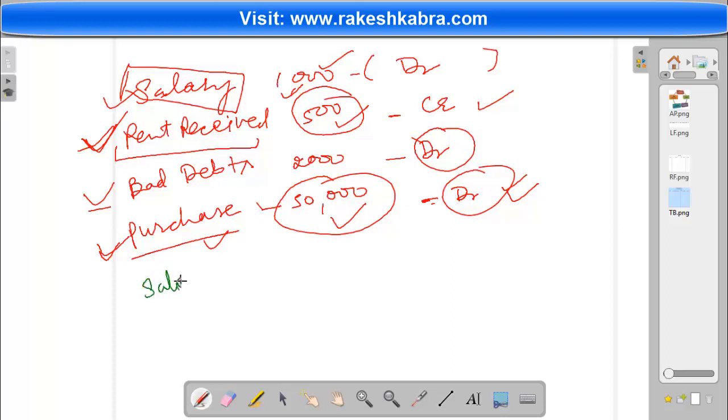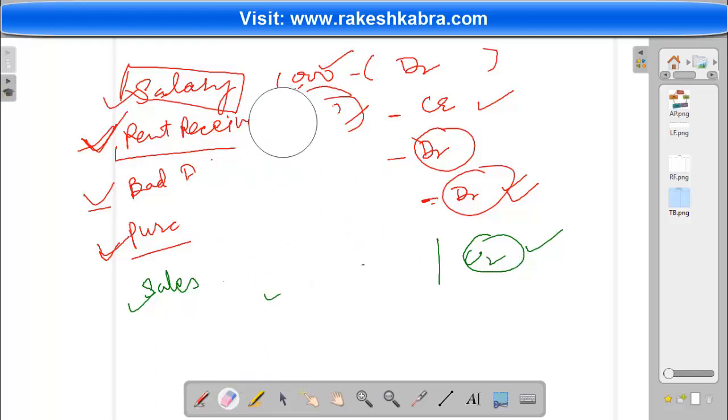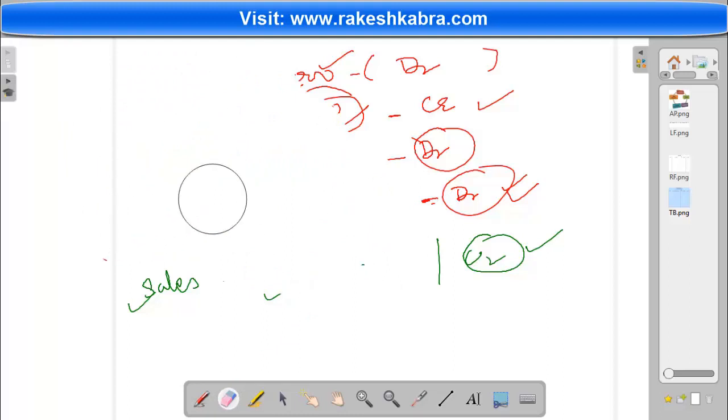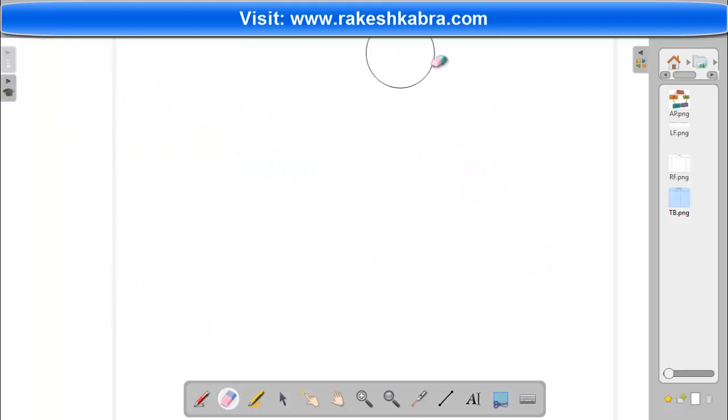Now see one more. Suppose sales account. Sales account showing balance 60,000. Tell me, debit or credit? Credit balance, because sales means we are selling goods. Goods are going from the business, so credit what goes out. Clear? So in this manner we will decide whether the balance given in the question is debit balance or credit balance.